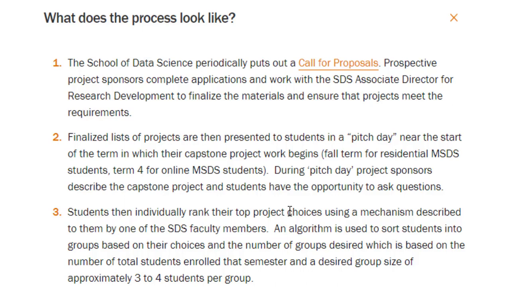And finally, you will be asked to rank each project in the call for proposals individually. And finally, an internal algorithm that they might have developed will make a group of 2 to 4 students out of the whole cohort, and you will be assigned a project out of that, and a faculty member.